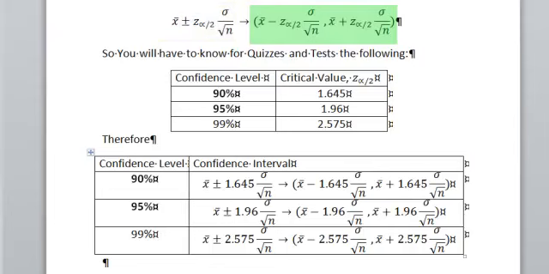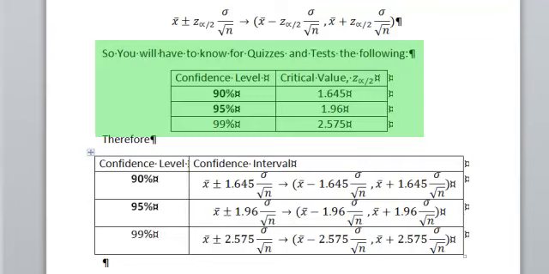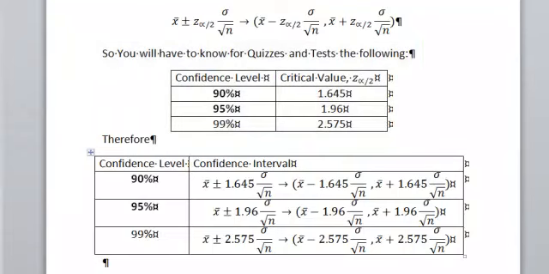So what you're going to have to know for quizzes and tests are our 3 confidence levels. Now, I could ask for homework, I could ask for an 88% confidence interval. But on quizzes and tests, you will only be asked the 90, 95, and 99% confidence interval. So those are our confidence levels.